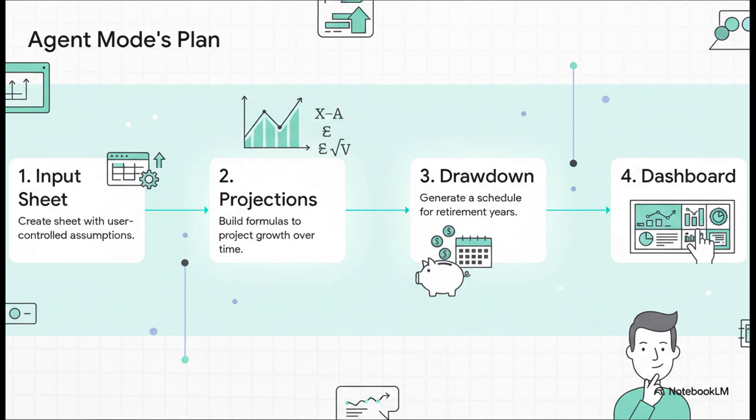And look at this. Here's how the AI decided to tackle the problem. It breaks it down into a logical 4-step plan. First, create the input sheet, then build the formulas, then generate a schedule, and finally design the dashboard. This is exactly how a human expert would approach it. So it's not just about raw speed, it's about being smart and methodical.